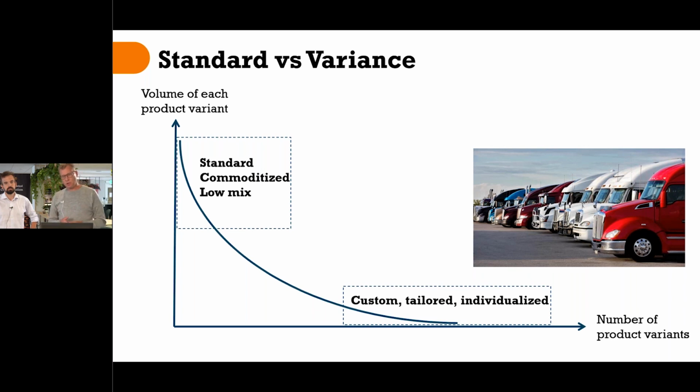So this image shows on the x-axis the number of product variants that you offer in your portfolio as a company. And on the y-axis, we have the volume and the quantity of each of those product variants. So standard products are up to the left, and individualized and tailored custom products are down to the right. So think about a truck manufacturer, for instance. You have a platform, but you can create multiple variants on that platform for different customer needs.